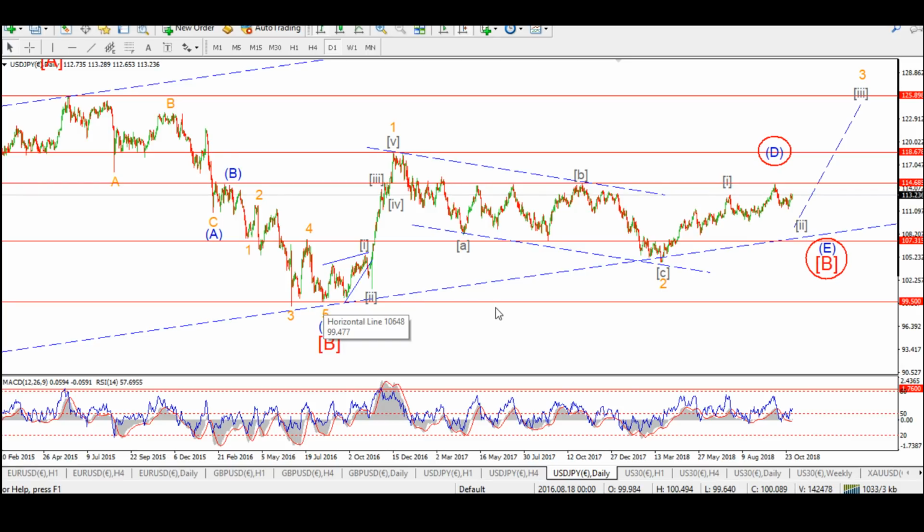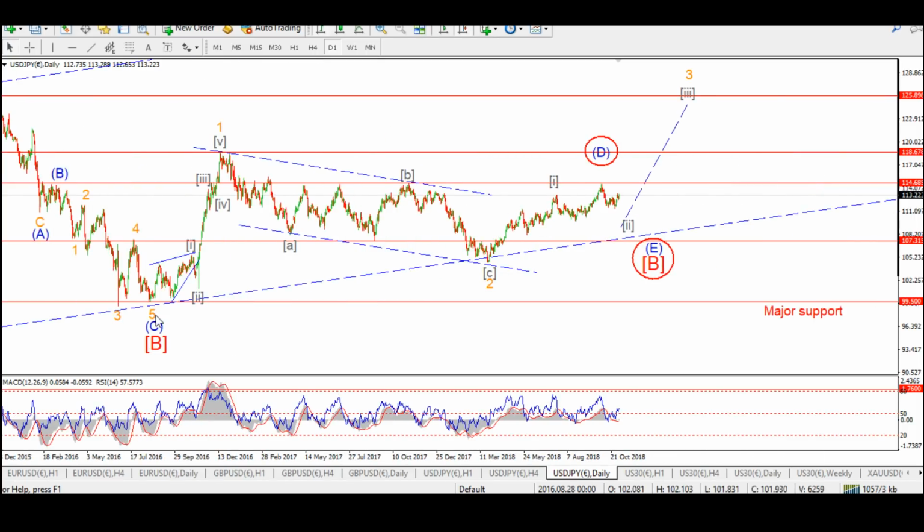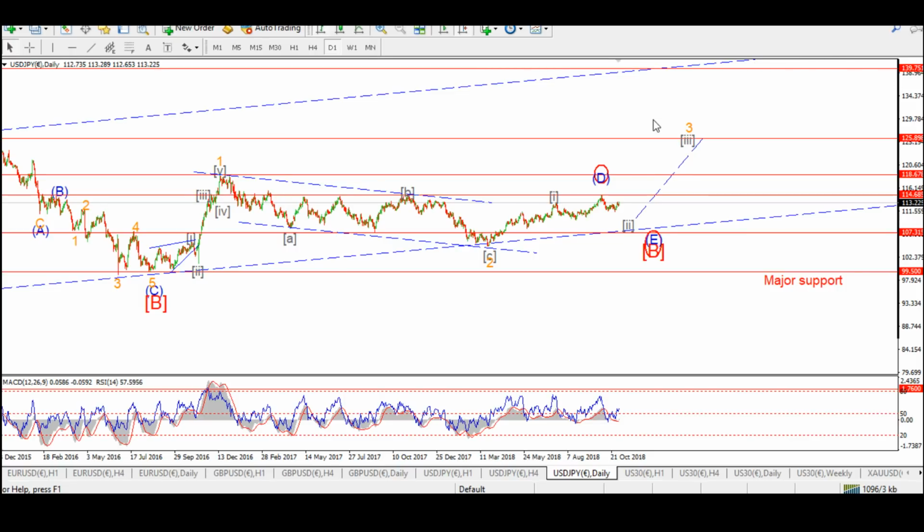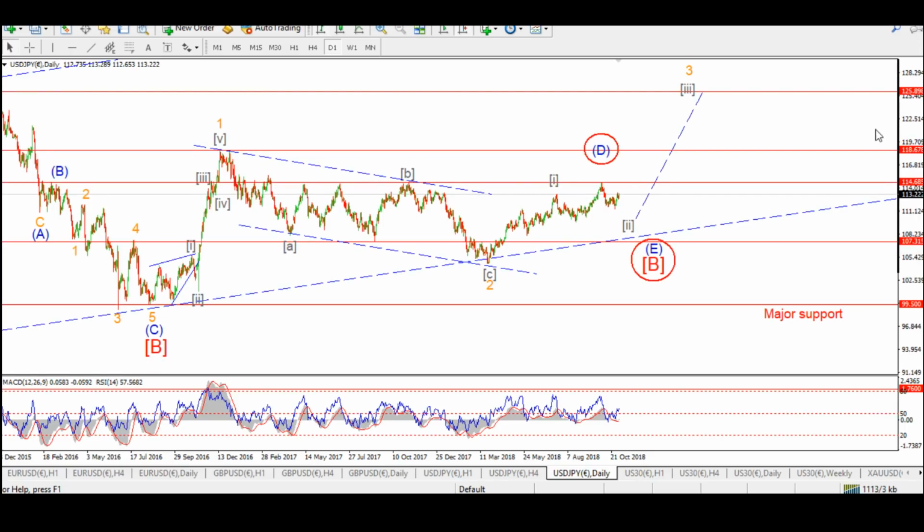But you could also count this whole move off the wave A high as an A, B, C, D, and a possible E wave ongoing as a triangle rather than a series of 1-2 waves. And to be honest, both ways you look at this, short-term correction and an ongoing rally then in dollar yen. And the long-term rally suggests a break of that 139 high there, probably up to maybe even 150 before this completes. Okay, so that's the daily chart.